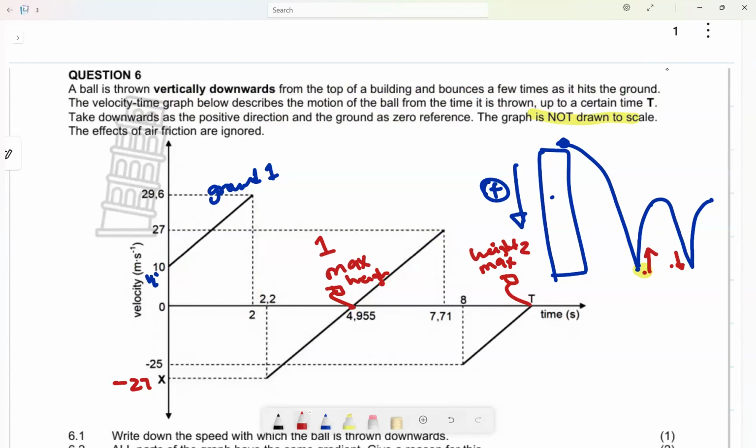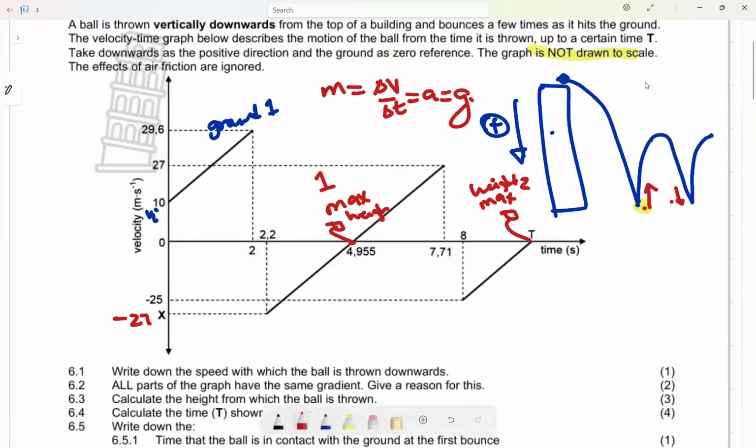And remember, the gradient of a velocity time graph represents acceleration. What do I mean? m is equal to change in v divided by change in time, which is acceleration, the same as g. Now, this is also contact time. This is the maximum height, and here it reaches the ground for the second time.